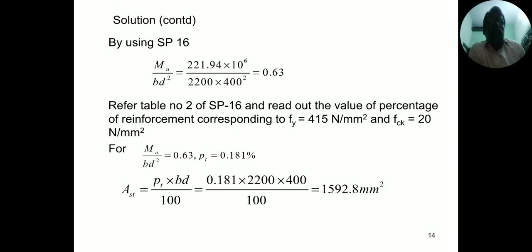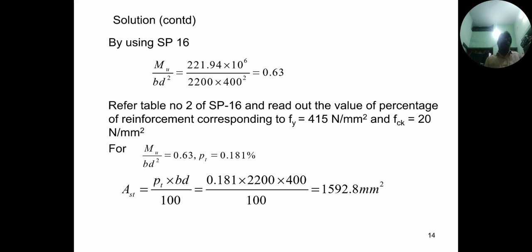AST is equal to PT into B into D by 100, that is 0.181 into 2200 into 400 divided by 100, which is 1592.08 mm square. This is the calculation from the SP16 table for the same problem.